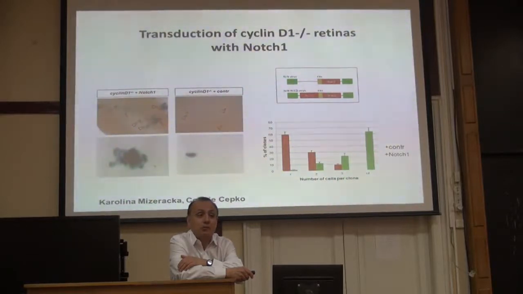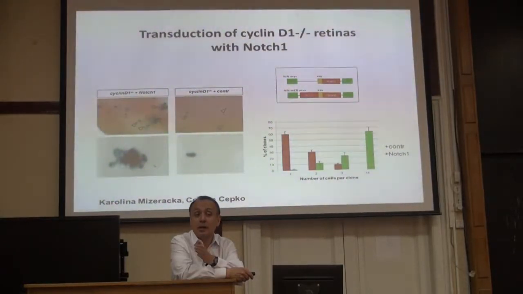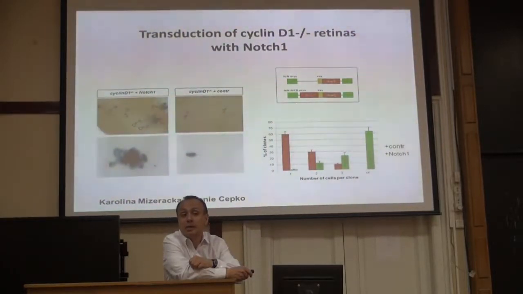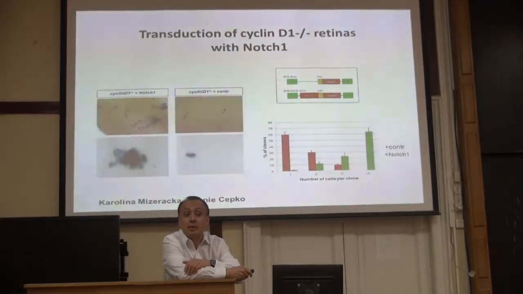And the virus encodes beta-galactosidase, so this way later we can do dissection and stain for beta-galactosidase. So the blue cells are the ones that become infected, but still most of the cells will not be infected. And then we can see what happens with the proliferation of those cells. So in the cyclin D1 knockout, the retinal progenitor cells proliferate very poorly.